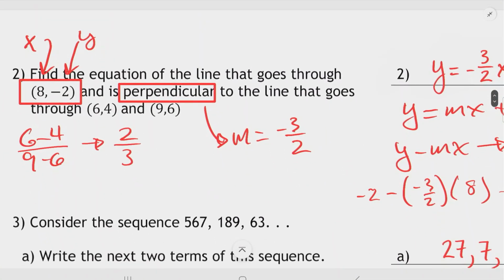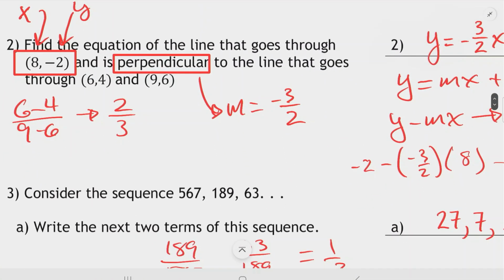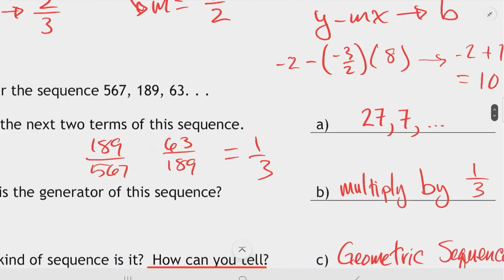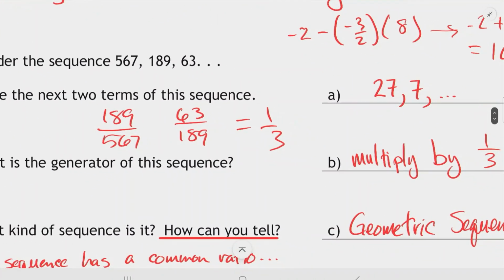In page 2, it says, find the equation of the line that goes through 8, -2, and is perpendicular to the line that goes through 2 points. So my answer was y is equal to -3/2 x plus 10. The next question, we had a sequence. The next two terms would be 27 followed by 7. It only asks for 2.